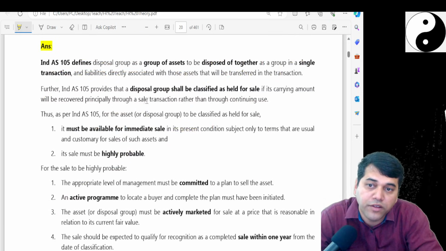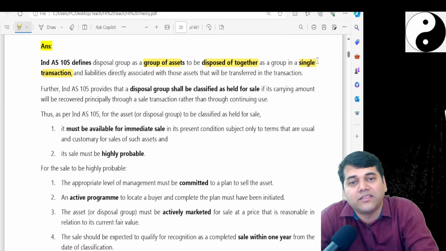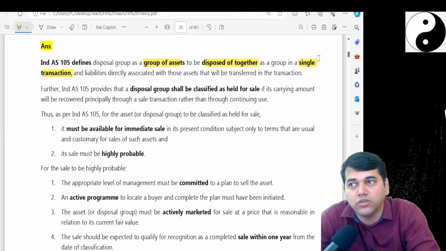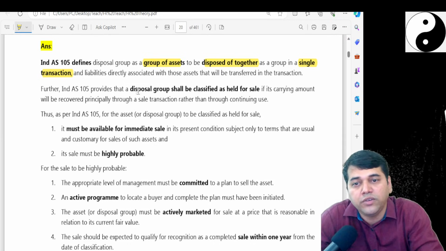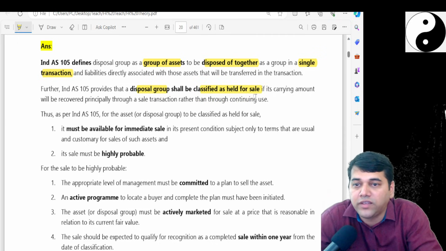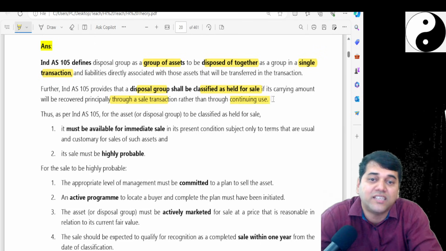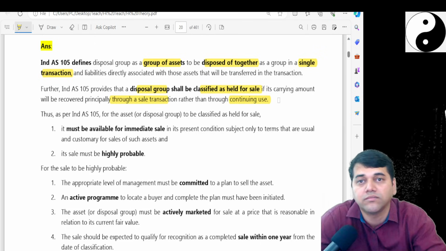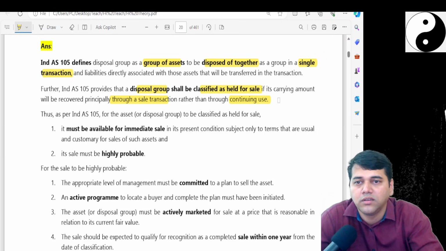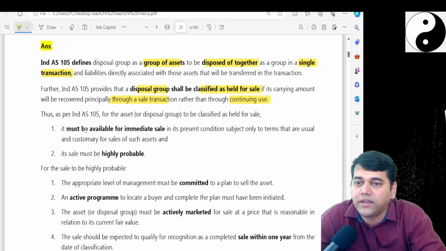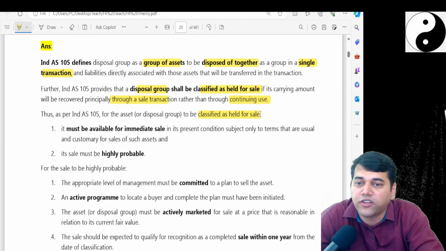Now 105 defines a group of assets as a disposal group if they are going to be sold as a single transaction. Is this Kanchenjunga a disposal group? Yes, there is no doubt about it. Now you have to classify it as held for sale when you primarily want to get money through sale rather than continuing use. What is your intention? Sale.